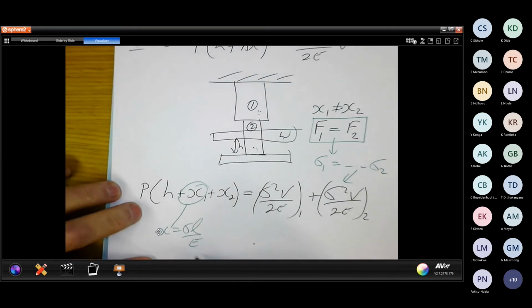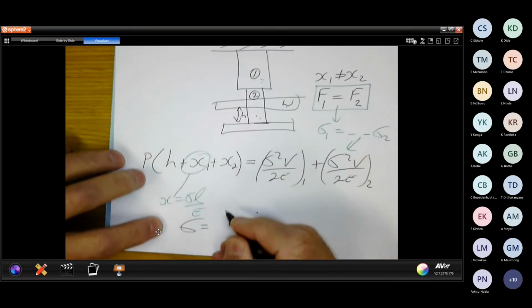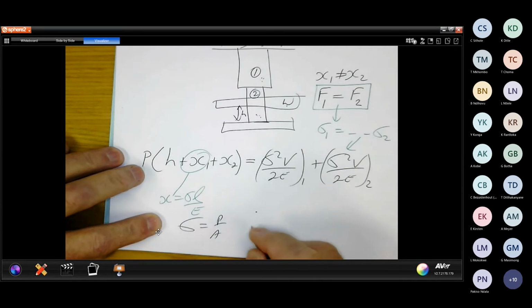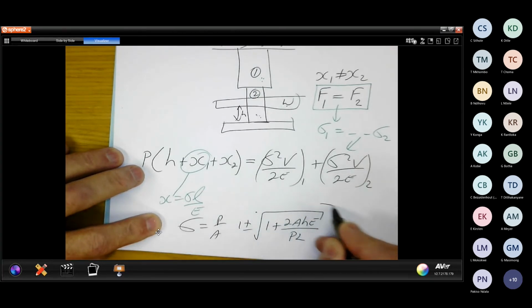That one, stress is equal to (1 + (1 + 2AE/PL)...) over PL squared.